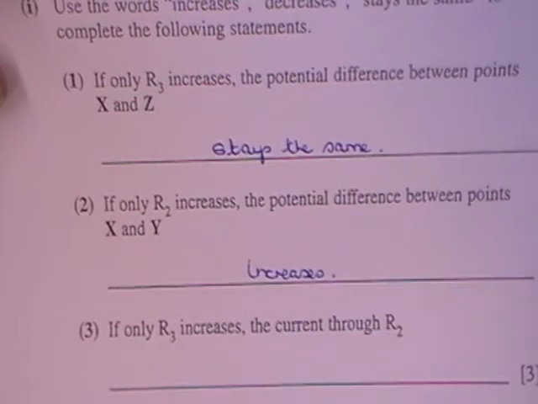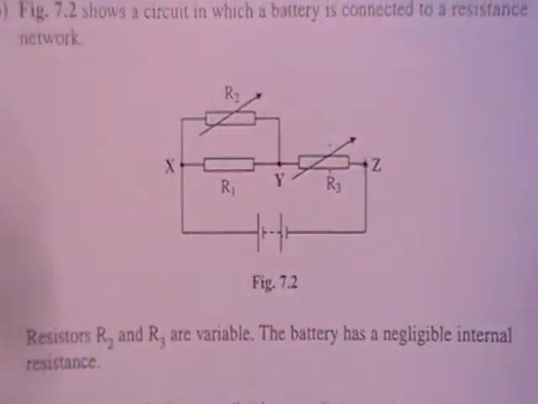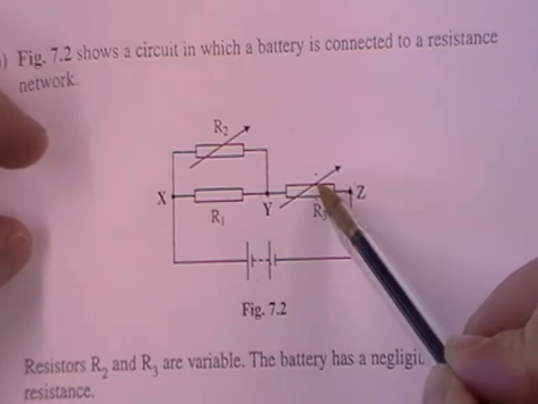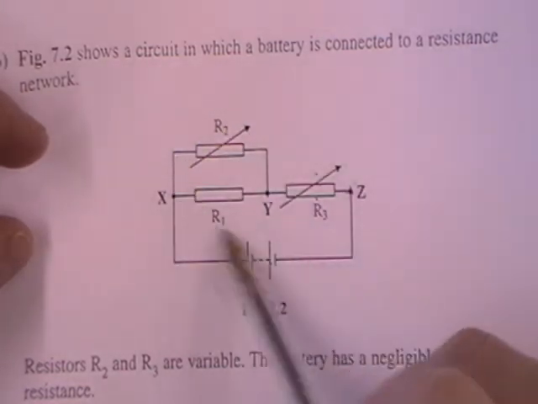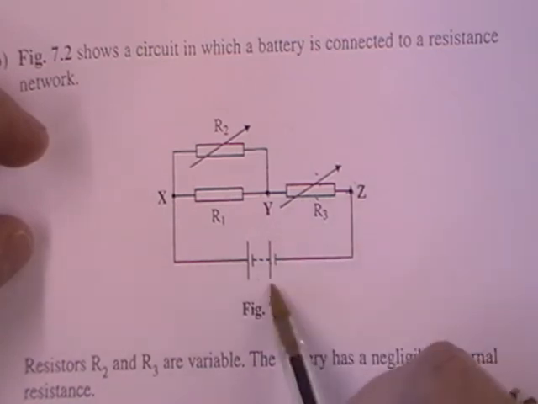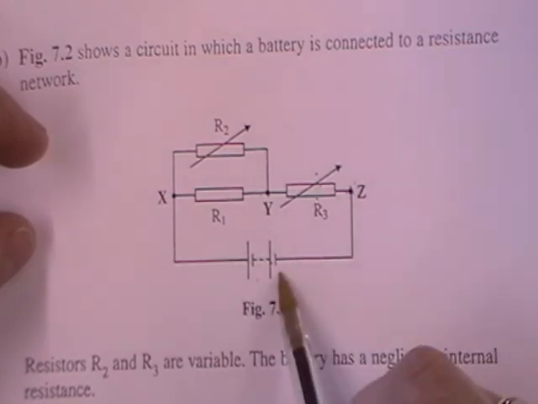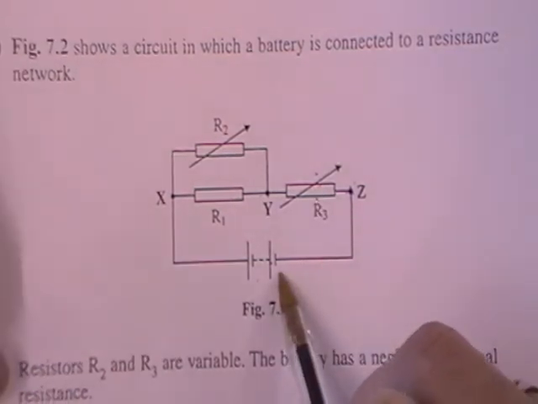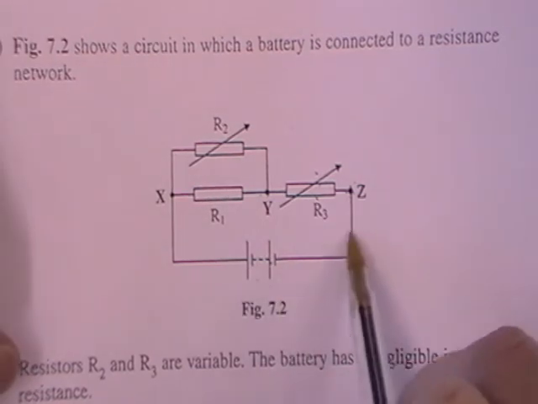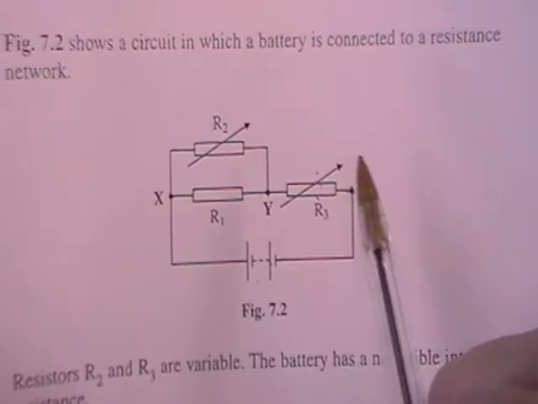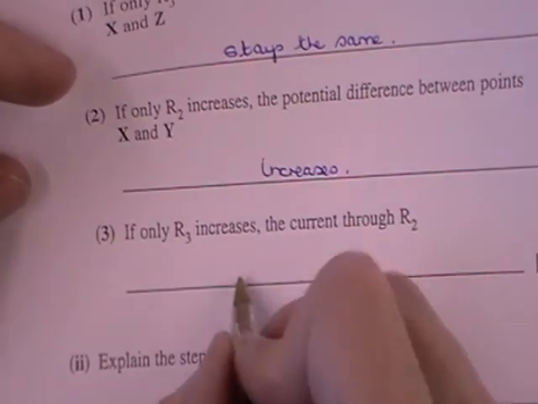If only R3 increases, the current through R2. So if R3 increases, then the total resistance in the entire circuit is going to go up. You have a certain amount of voltage from the battery, and V is equal to IR. So if R is going to go up, then I must go down in order that IR is equal to V. So the total current through the circuit is going to go down, and therefore the total current through R2 is also going to go down, and so it's going to decrease.